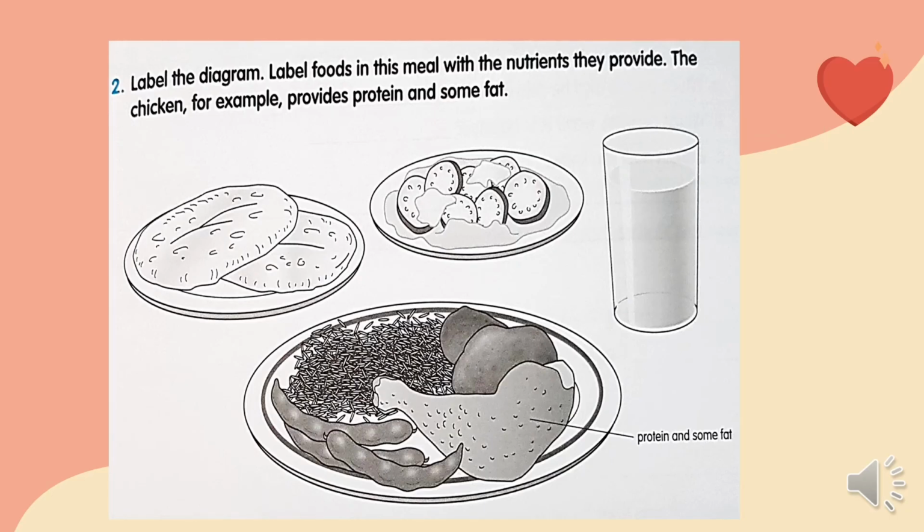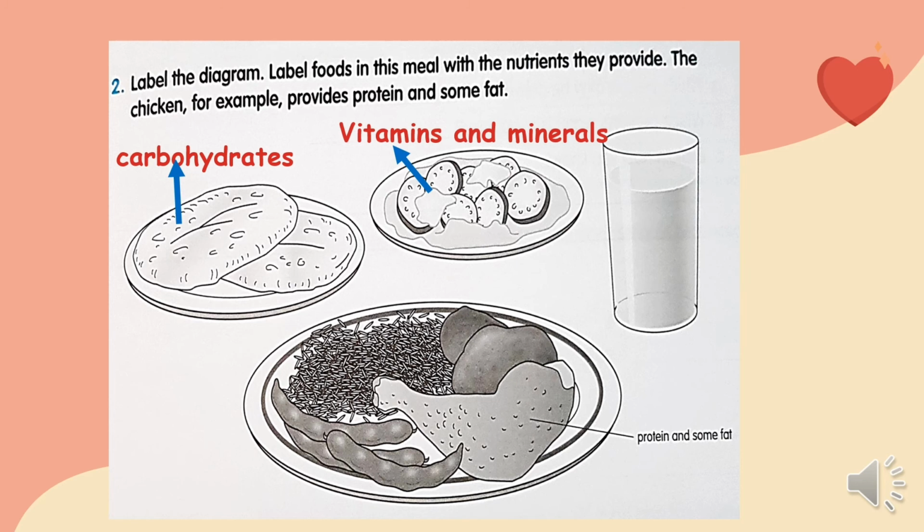Here they've shown you a meal. You need to label the foods to show which nutrient it provides. The chicken has been given for you as an example. They put an arrow and wrote protein and some fat. Now let's label the other things. The first one you can see is the bread. So what does it contain? Yes, it contains carbohydrates. The second one, it's like fruits or vegetables. So what does it contain? It contains vitamins and minerals.